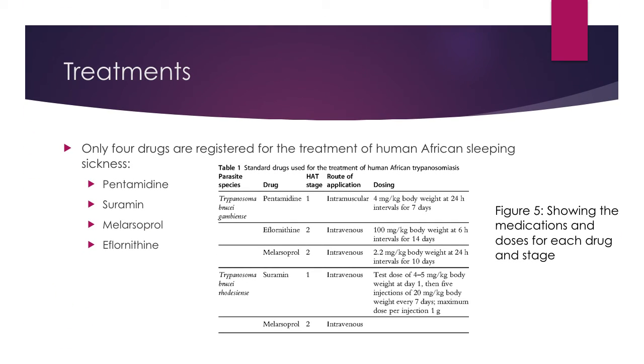Treatment. Only 4 drugs are registered for the treatment of human African sleeping sickness, which include pentamidine, suramin, melarsoprol, and eflornithine. And in the figure, you can see the medications, doses for each drug, and stage. Pentamidine is used for the first or early stages of T.b. gambiense and T.b. rhodesiense infections, respectively, and is available in the United States.